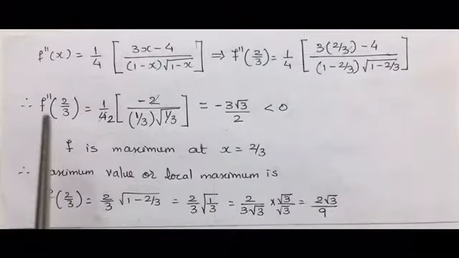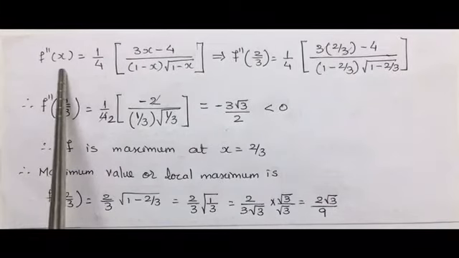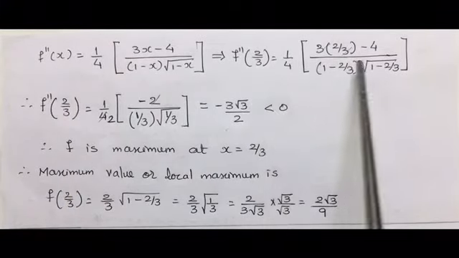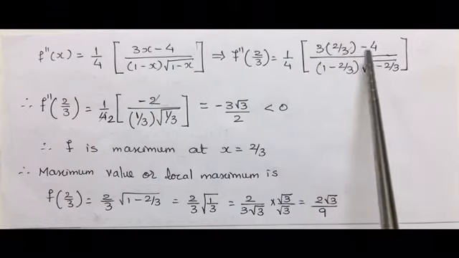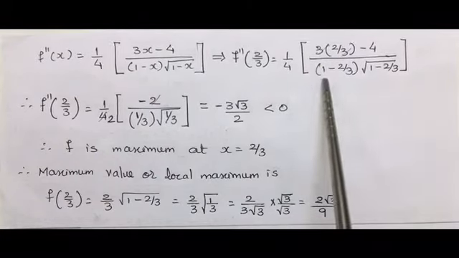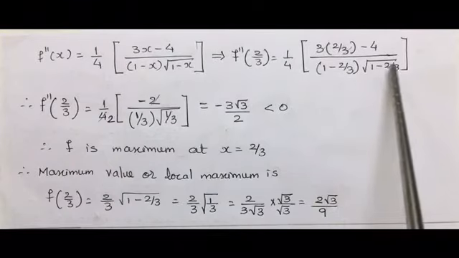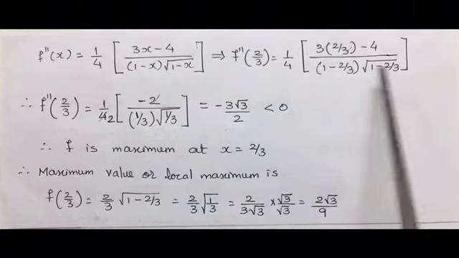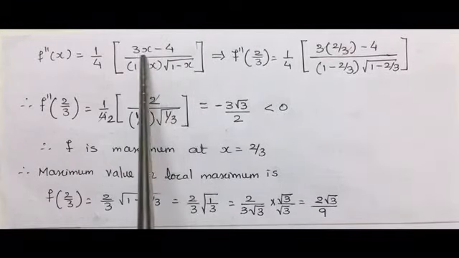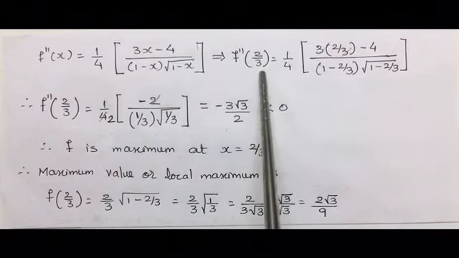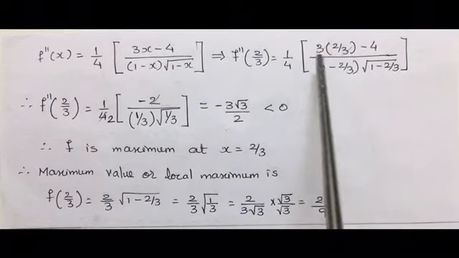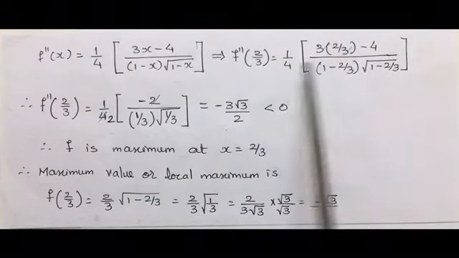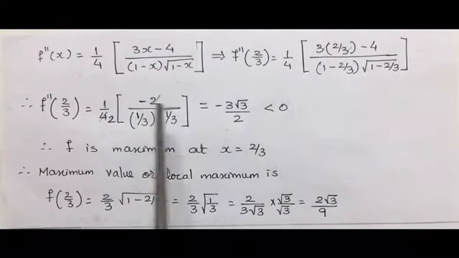Now in the second derivative, keeping the value of x as 2 by 3 and calculating it. So 3 into 2 by 3 minus 4, divided by 1 minus 2 by 3, root of 1 minus 2 by 3. Wherever x is there we have kept it 2 by 3 in the second derivative. 3 and 3 get cancelled. So we get 2 minus 4, that makes it minus 2.